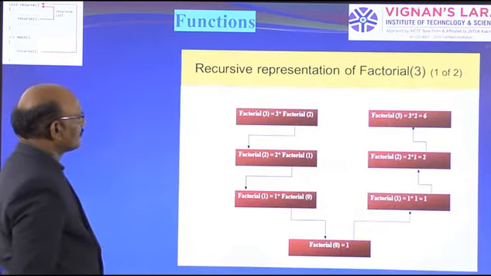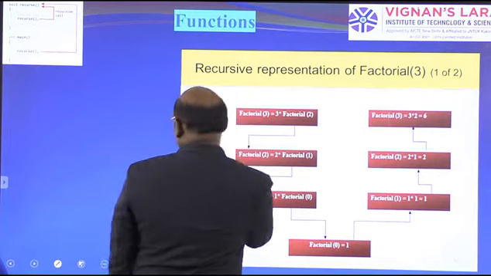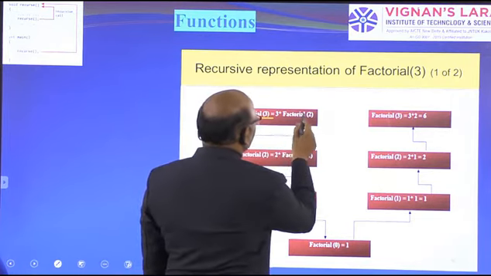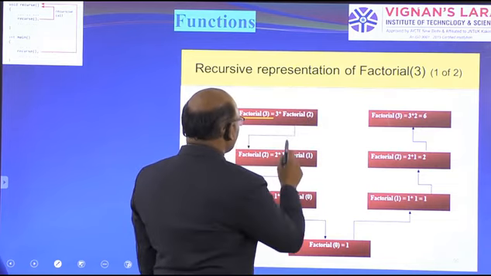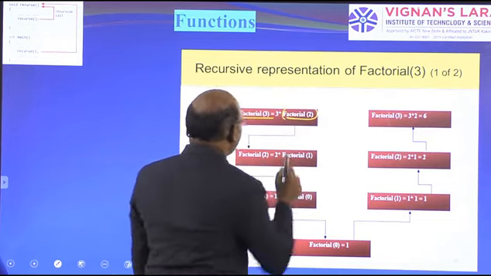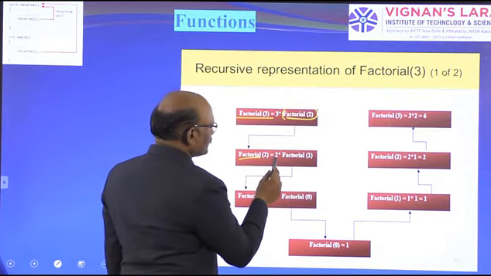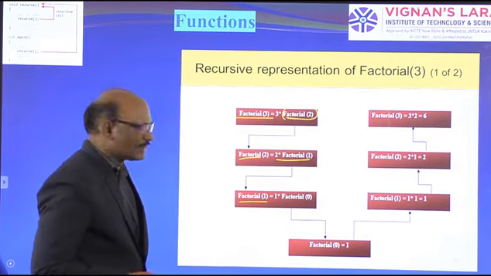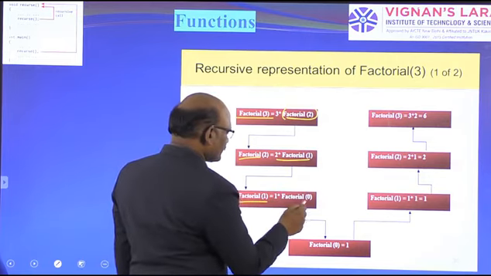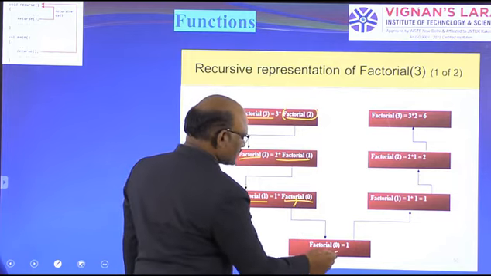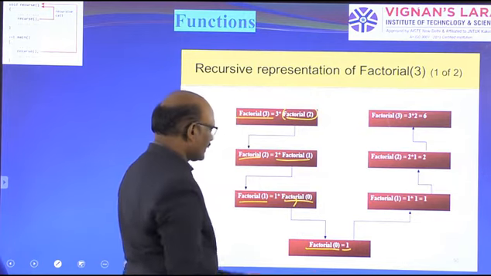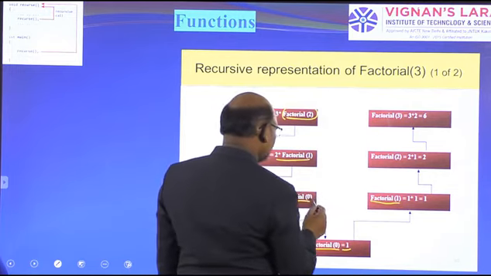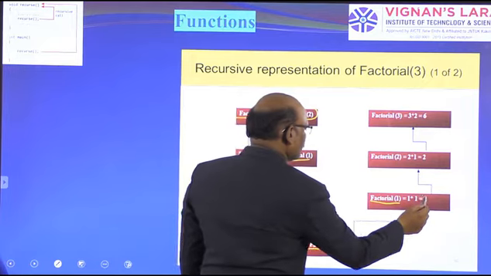For example, factorial of 3 will be calculated as 3 into factorial of 2. This is the general case. Now factorial of 2 will be called. Factorial of 2 is equal to 2 into factorial of 1. Now factorial of 1 will be recursively called: 1 into factorial of 0. Now factorial of 0 will be recursively called. It is 1. Now factorial of 1 is 1 into factorial of 0, and factorial of 0 is 1. So 1 into 1 is 1.